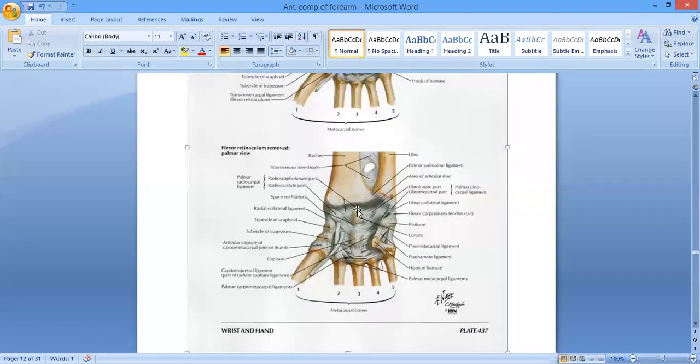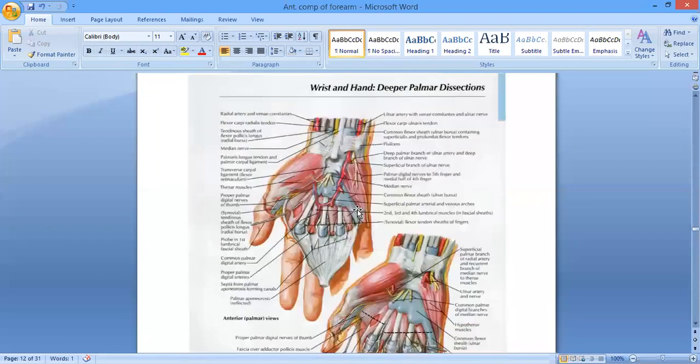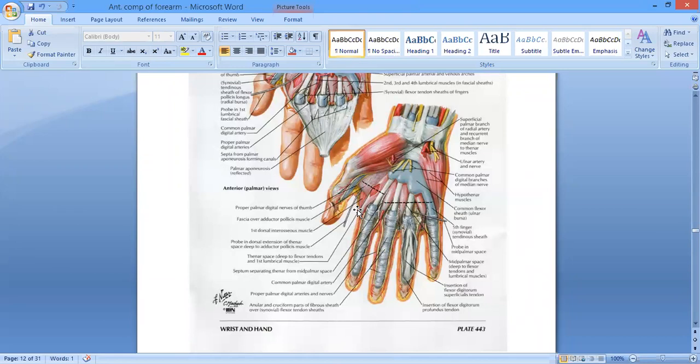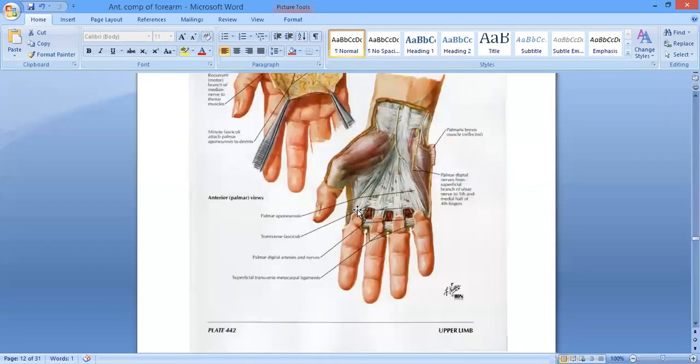that this flexor retinaculum, above, its upper border is continuous with the deep fascia of the forearm, and its lower border is continuous with this aponeurosis, and this is called the palmar aponeurosis. Just as in the foot we studied the plantar aponeurosis, so we have the palmar aponeurosis in this region. So the upper border is continuous with the deep fascia of the forearm, and the lower border is continuous with the palmar aponeurosis. Is it clear, beta?